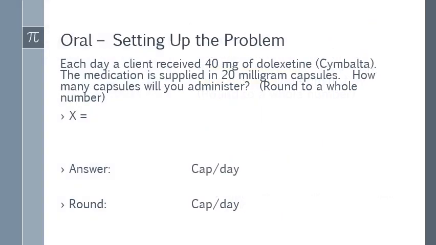So bringing this question forward, let's just take a look again at what we need. We're going to solve for capsules. It's supplied in 20 milligrams. The order is for 40, and we need to make sure we round to a whole number. So now we can set up our problem, and we are solving for capsules per day. And we know that we have to have capsules on the top, and we know the medication is supplied in 20 milligrams. So let's start there.